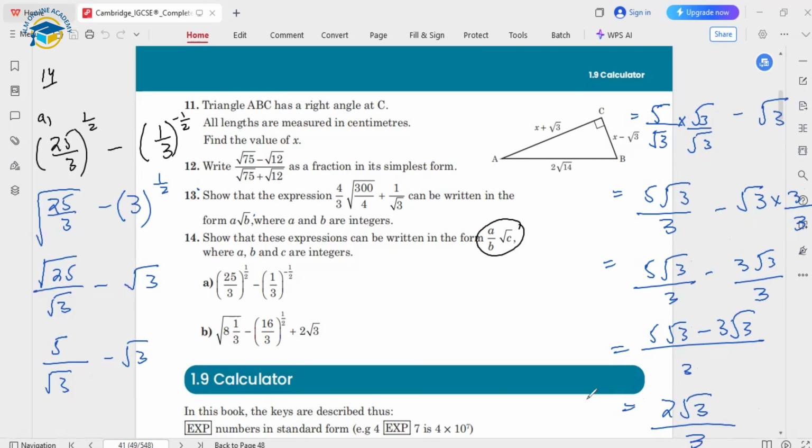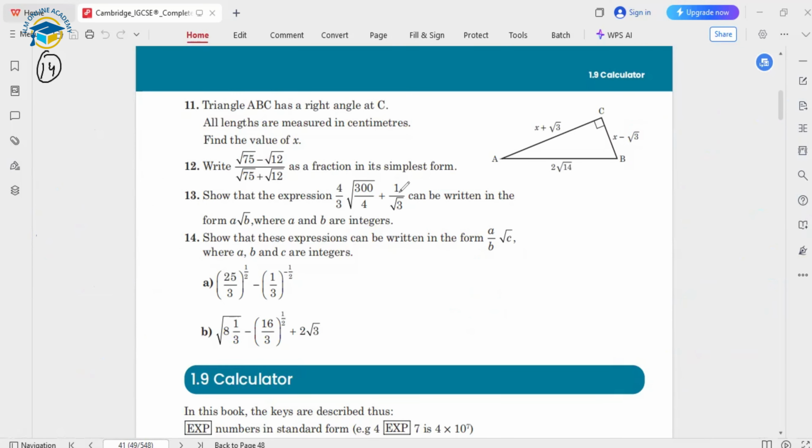Okay, so basically 2 over 3 is being represented by A over B and square root 3 is being represented by square root C. So exactly the form we got that they were asking for in part number 14, and this is basically the A part for part number 14. Next, moving towards the B part, again a similar thing we need to do, we need to represent this form.